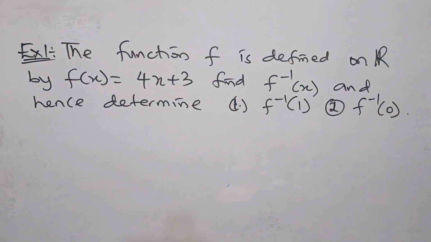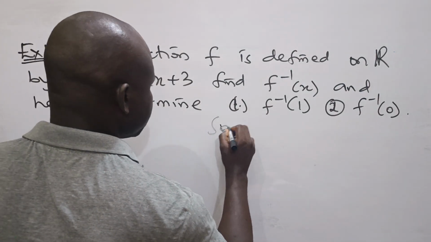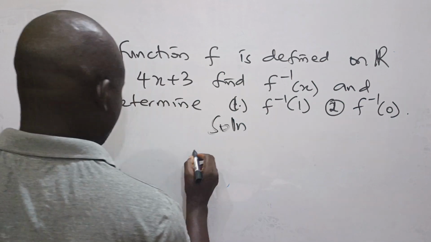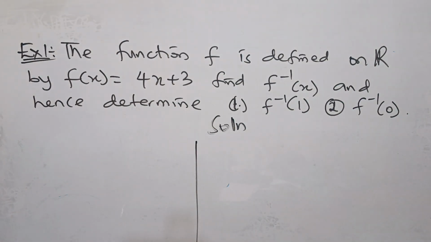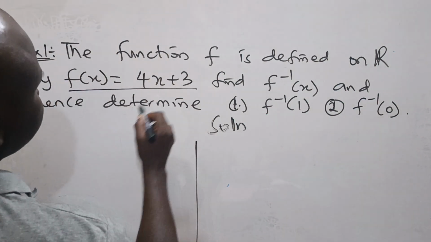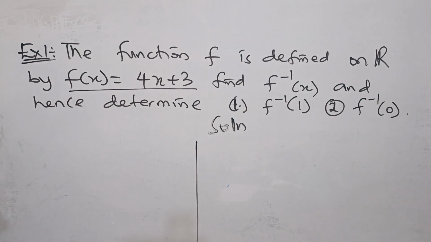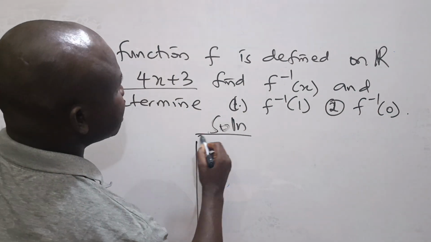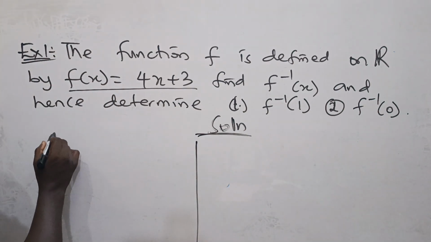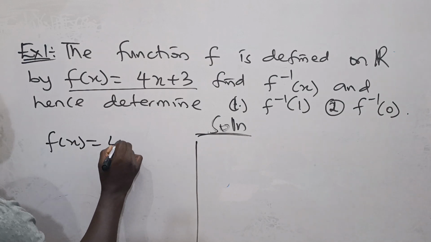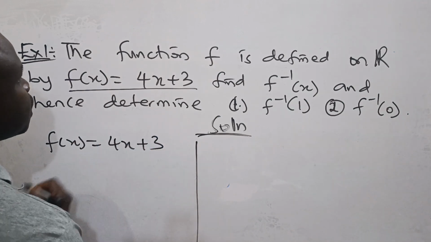Good day. We are asked to solve this problem where we are given that this function is defined on the set of real numbers. We have to find the inverse of this function. So how do we get the inverse of this function? Of course, we are given f of x to be equal to 4x plus 3.